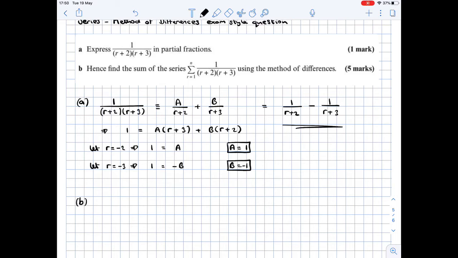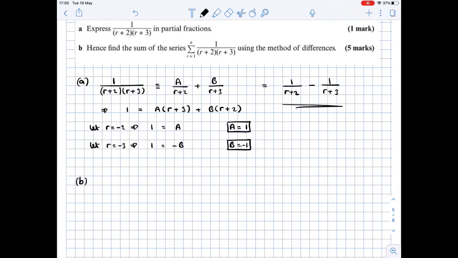For part B, hence, so we need to use the answer from part A, using the method of differences for this summation. So first of all, I'm just writing out the summation. Good to show clear method here. So from part A, we know that that is equivalent to our partial fraction, so 1 over r plus 2 minus 1 over r plus 3. And here we can see our differences.